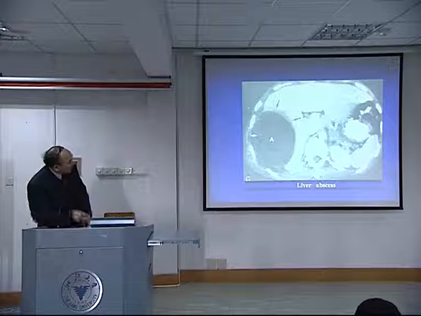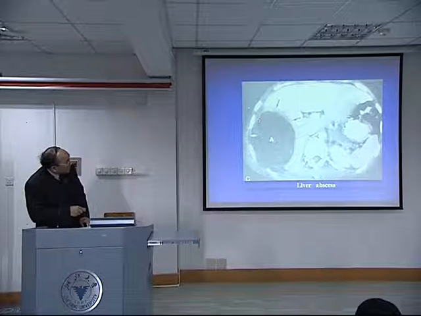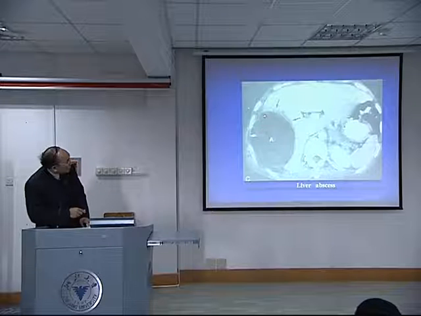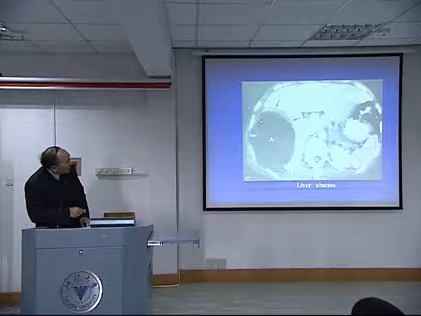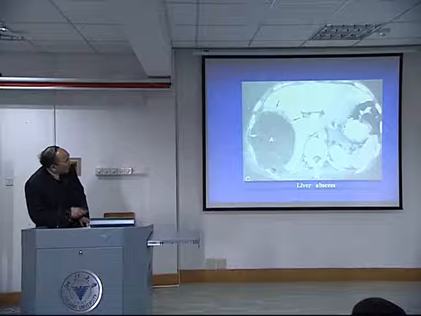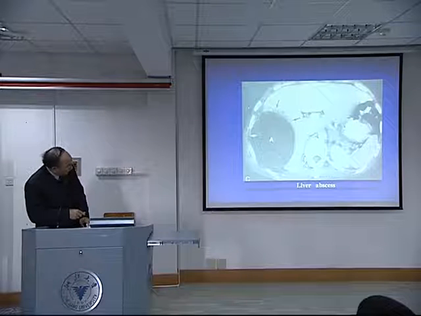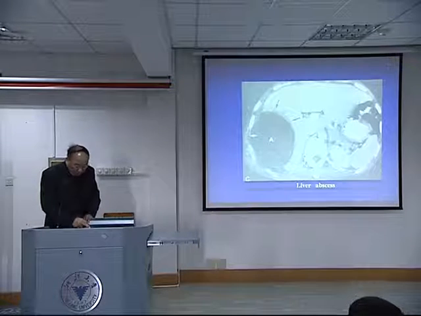This is a CT scan. Here is the liver, and the abscess is here. It shows a larger abscess, and here is the wall of the abscess. This is ultrasonography. I think the diagnosis is very easy.